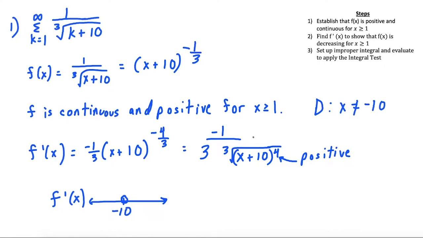So I have something positive here times a positive 3, but I have a negative 1 in my numerator, which means the entire thing here is going to be negative no matter what value of x I plug in to the right of negative 10. This is also true to the left of negative 10. If I were to plug in negative 20 and raise it to the fourth, I have a positive denominator under a negative numerator. So what this sign chart tells us is that f of x is decreasing for all x values greater than or equal to 1. This is one of the steps we need to establish.